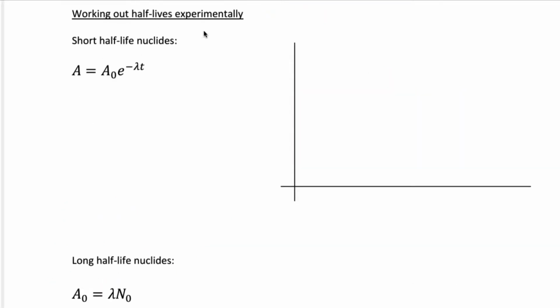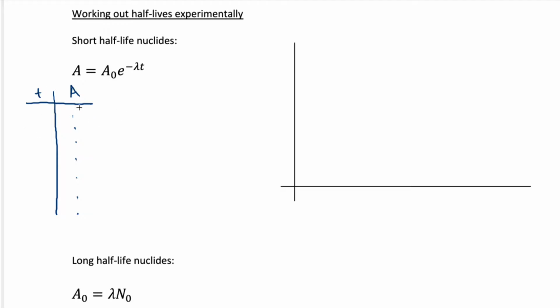Let's finish up by talking about how to work out half-lives experimentally. Turns out that it makes a difference whether you're talking about nuclides with short or long half-lives. Let's start with short first. This is our equation, and so you can imagine that you could just take the time and the activity, so you wait for an amount of time and you measure the clicks on a Geiger counter, that's our activity, clicks per second, and you graph those against each other.